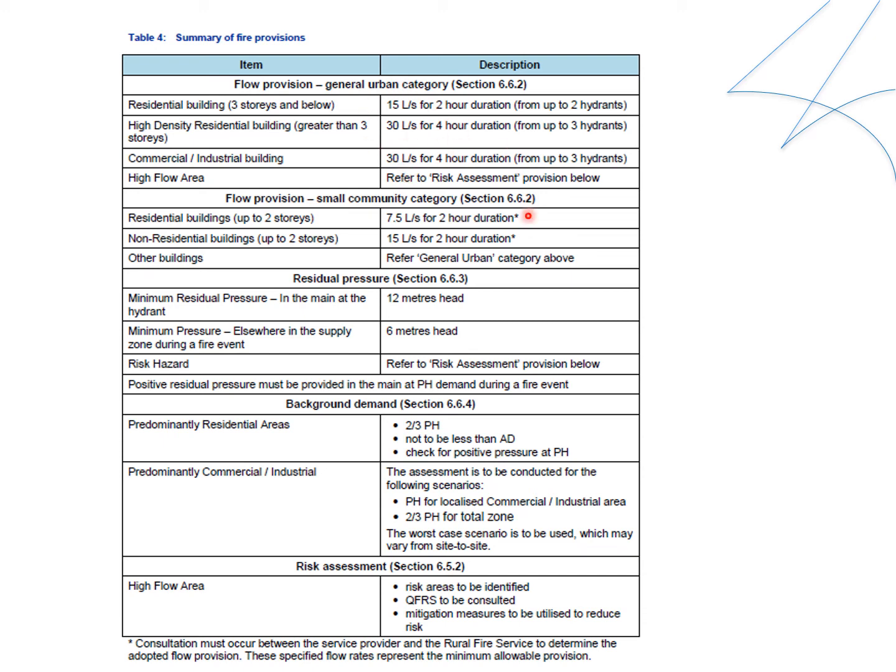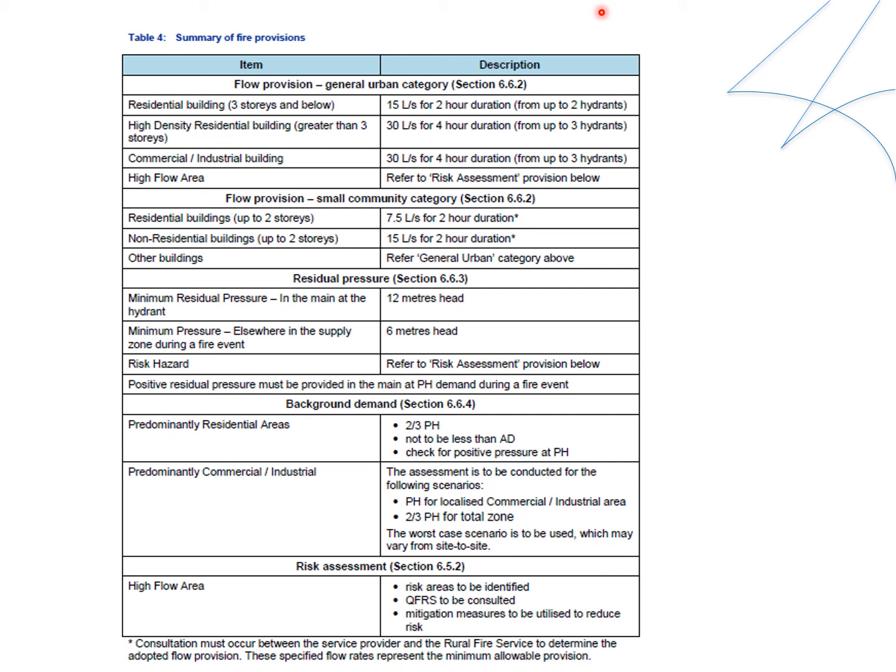So what is the background demand? This table here shows the background demand for a residential area and a commercial area. For a predominantly residential area, the background should be at least 2/3 of the peak hour flow. The value should be 2/3 of the peak hourly flow, but it should not be less than the average daily flow. Even though you take 2/3 of the peak hour, when you calculate, if it is less than the average daily, then you should use the average daily, because the background flow cannot be less than the average daily flow.